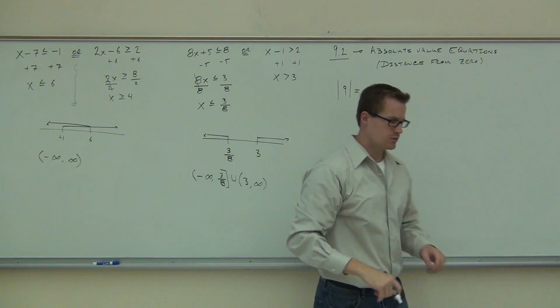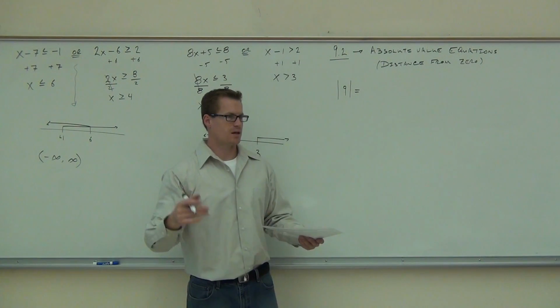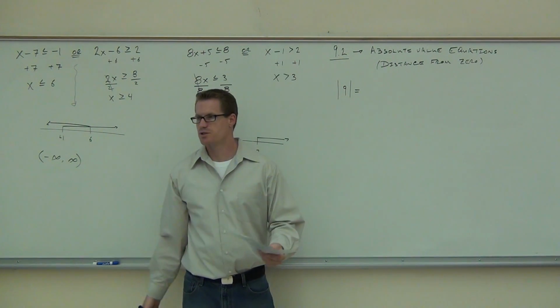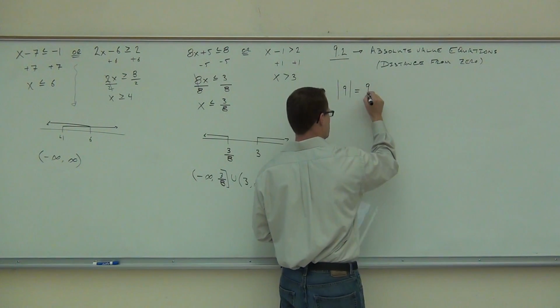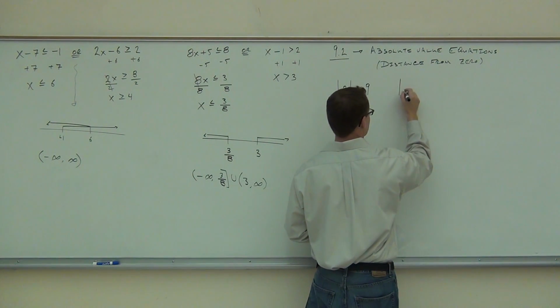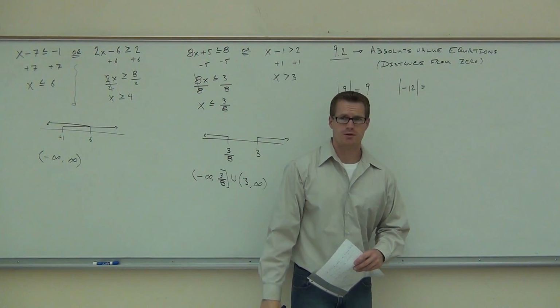how much is the absolute value of 9? 9. What that's saying is that 9 is just 9 units away from 0. It's basically how much would you have to count to get there. What's the absolute value of negative 12?